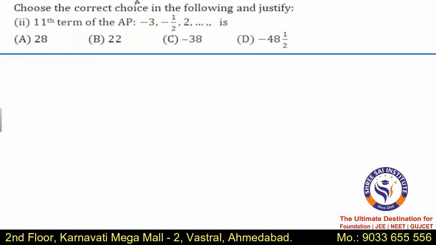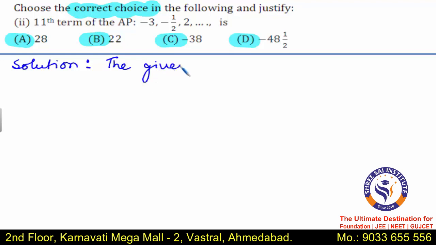In this question, we have to find the correct choice of the 11th term for the given AP. Here we are given 4 options. From these 4 options, we have to find the 11th term of the AP whose terms are minus 3, minus half, 2 and so on. Let's begin with the solution. The given AP is minus 3, minus half, 2 and so on.